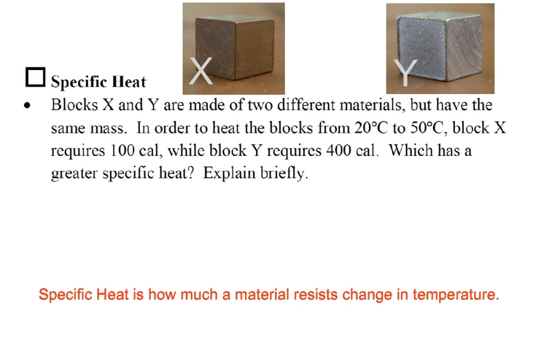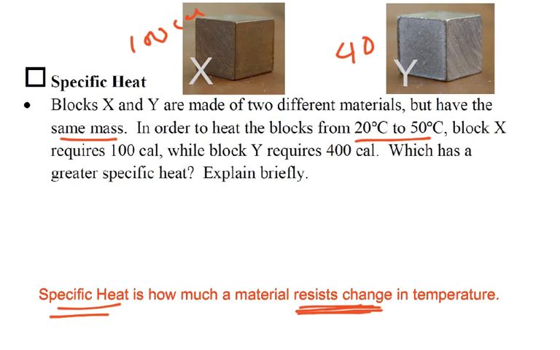Now this is a kind of a general problem, and the idea, it's not a calculation. So remember, specific heat is how much a material resists change in temperature. Resists change in temperature. So that's important, that's the key idea. So you have two blocks, they have the same mass, and they're both going from 20 to 50. So for X, this takes 100 calories to change. This one takes 400 calories.